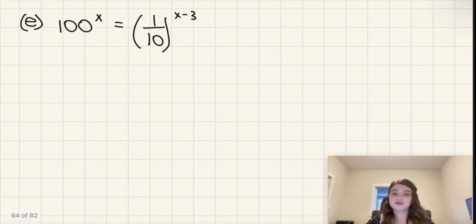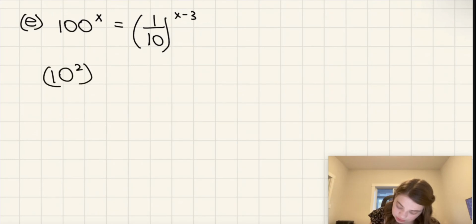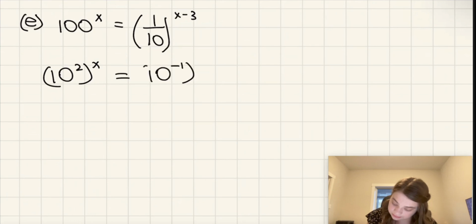Okay, this one is 100 to the power x is equal to 1/10 to the power of x minus 3. Now here's the great thing. I can write one of these in terms of the other one, or I could switch both to just base 10. We know that 10 squared is equal to 100, so I'm going to replace 100 with 10 squared. And then 1/10 is the same as 10 to the power of negative 1. So I'm going to replace 1/10 with 10 to the power negative 1.